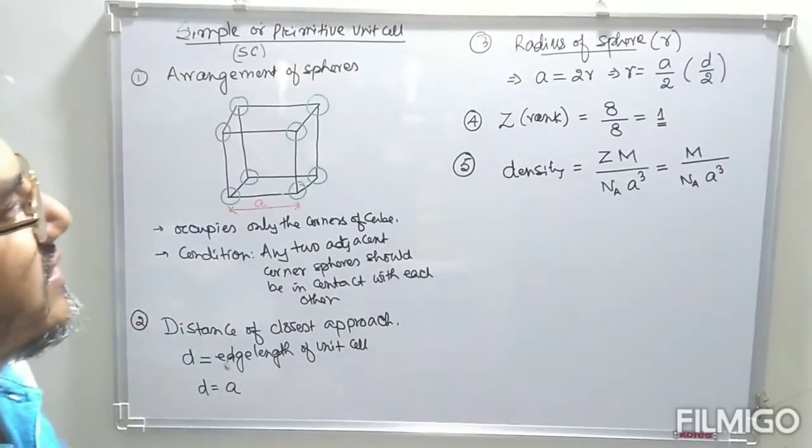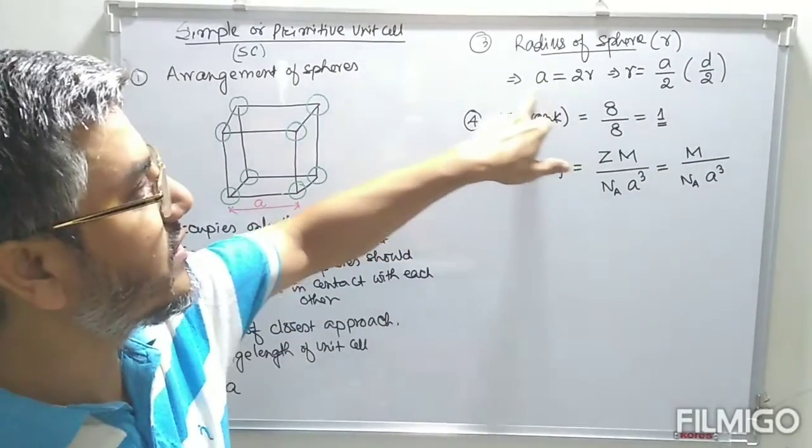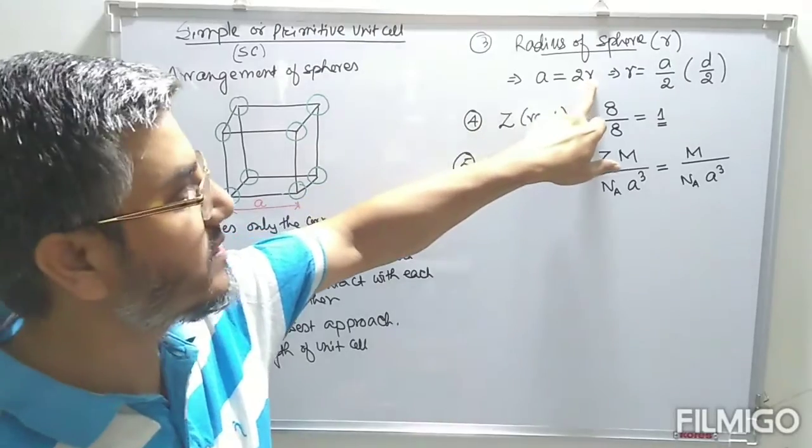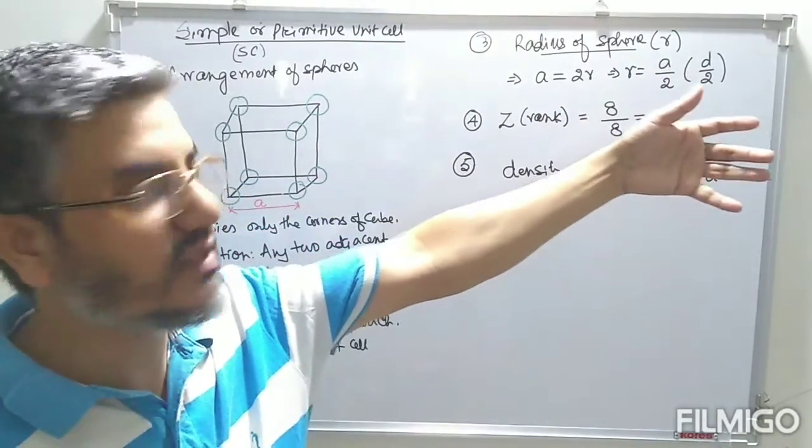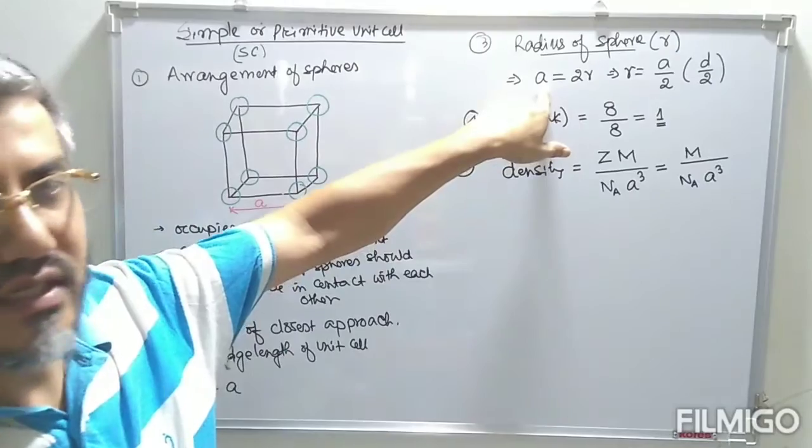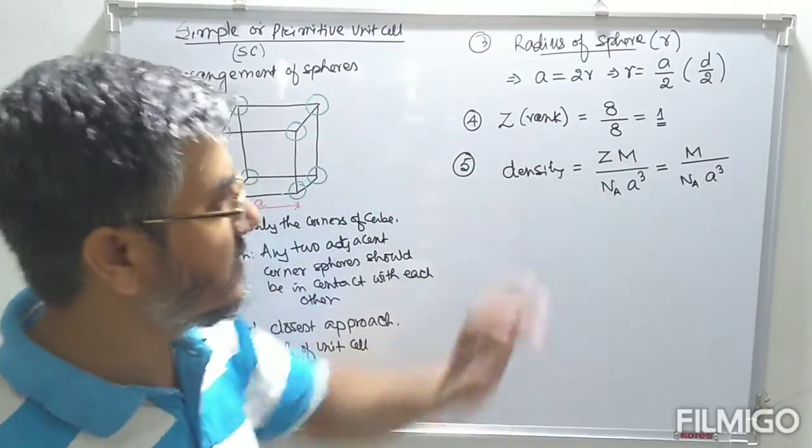So a can be defined in terms of r. So a is equal to twice r. So we can replace, if the radius of atom is given, then also we can define a. So this is the density.